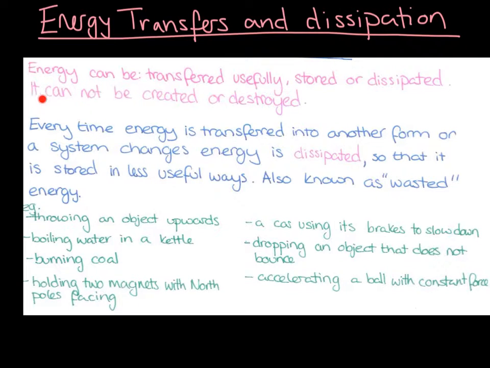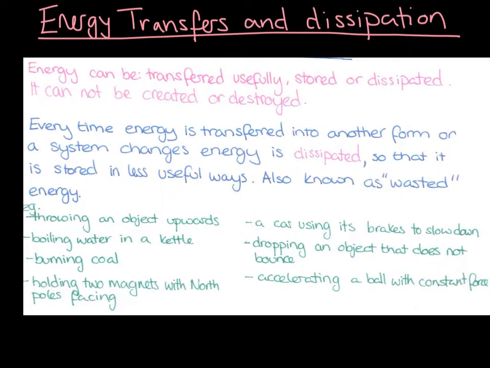So first of all, let's remind ourselves that energy can be transferred into another useful form. It can be stored, or it can be dissipated, which is another way of saying wasted. But it cannot be created or destroyed. Every time we change energy from one form into another, or we make a change to a system, some energy is going to be dissipated. Okay, some energy will be wasted, by different amounts. Sometimes lots of energy will be dissipated, and sometimes a little bit of the energy will be dissipated. But every time this happens, the energy is going to be stored in a less useful way. And this is where our wasted energy comes in.